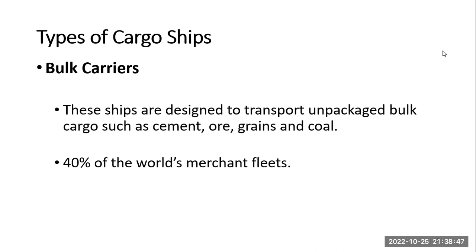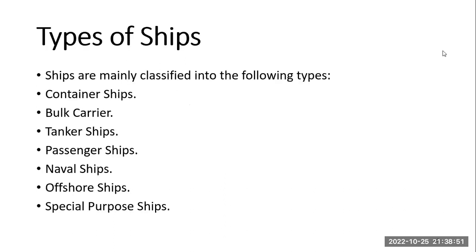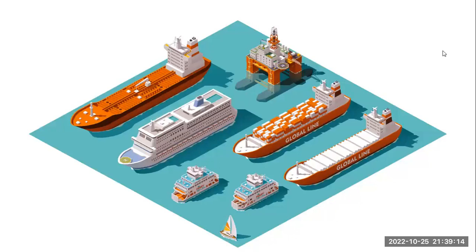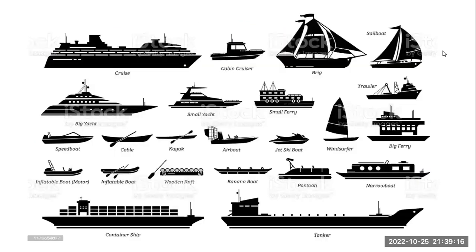And 40% of the world's merchant fleet are classified as bulk carriers. We have types of ships that you can look at. Container ship, bulk carrier, we talked about earlier. You have tanker ships, passenger ships, naval ships, offshore ships, and of course, special purpose ships like the FPSOs, which are used in the oil and gas industry. You can see a couple of ships here, really huge sometimes. Different types, and have a look.